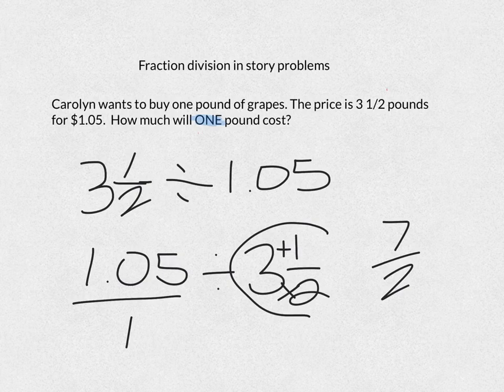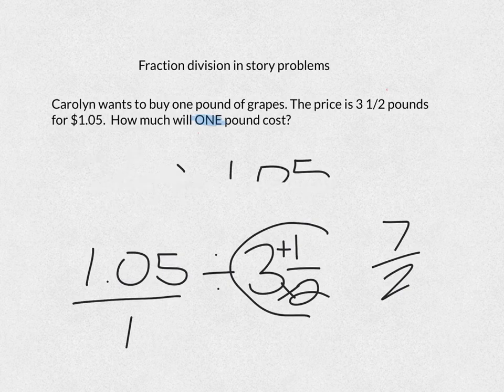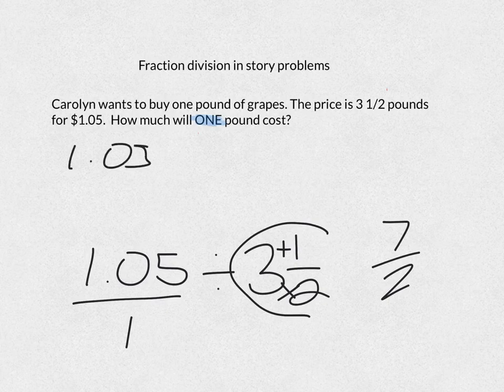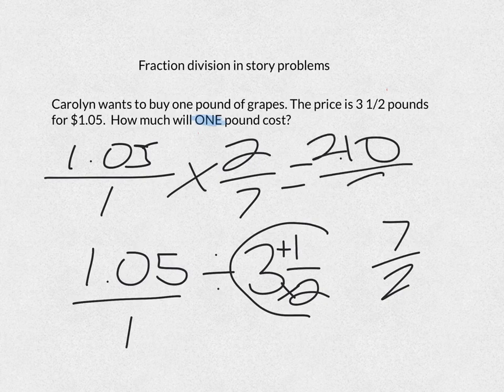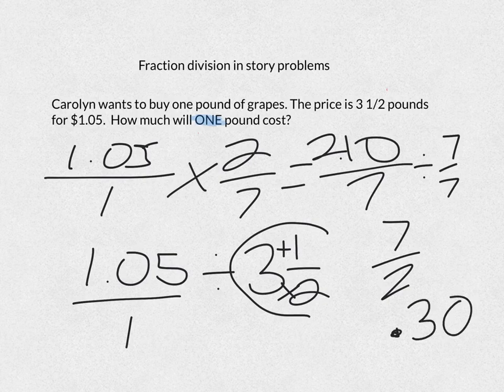The problem would end up being, and let me erase this top part here real fast, make a little bit of room. The problem would end up being then $1.05 over 1, multiplying by the reciprocal. Okay, 2 times 5 is 10, carry the 1, 0, add 1, so $2.10 over 7, and we would divide that by 7. So each pound is going to cost approximately 30 cents.